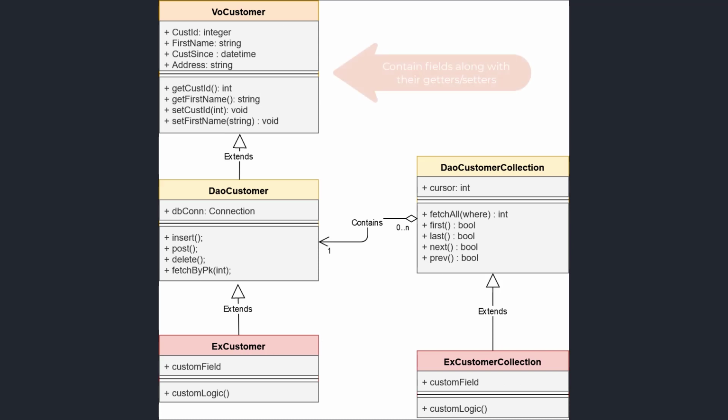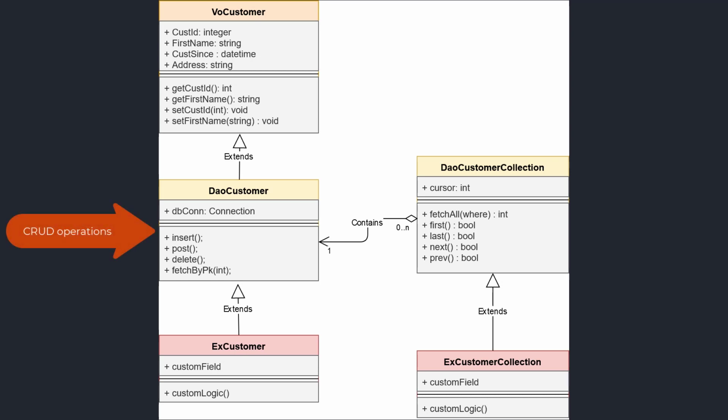The first class is a value object. In this case, it's called a VO customer. This class contains a variable for every field in the database, along with their getters and setters. There is nothing related to the database in this class, and therefore, objects of this class can be used to exchange data between multiple systems or tiers. Objects of this class represent a single row in the customer table. The second class is a data access object.